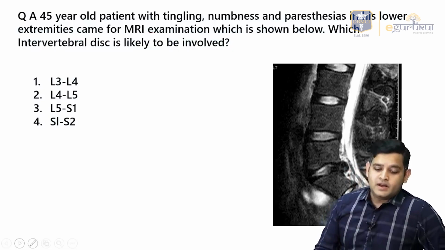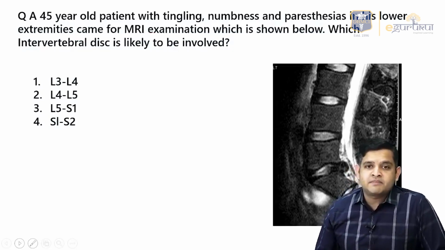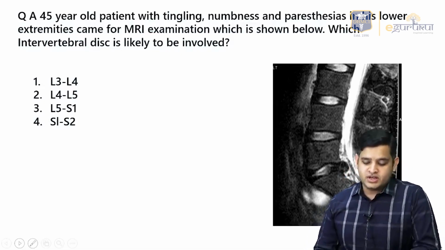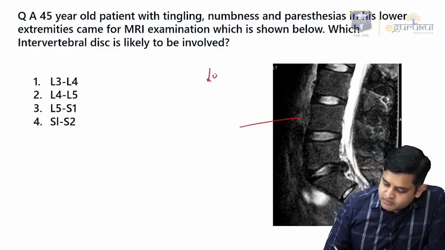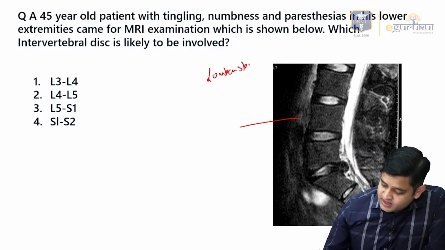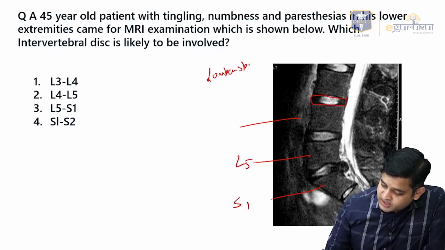Okay. A 45-year-old patient with tingling, numbness and paresthesia in his lower extremity came for MRI examination, which is shown below. Okay, so that's an MRI. You could see the lumbar spine. You could see that at the level when it takes a turn, that is L5S1 level. This is the normal intervertebral disc.